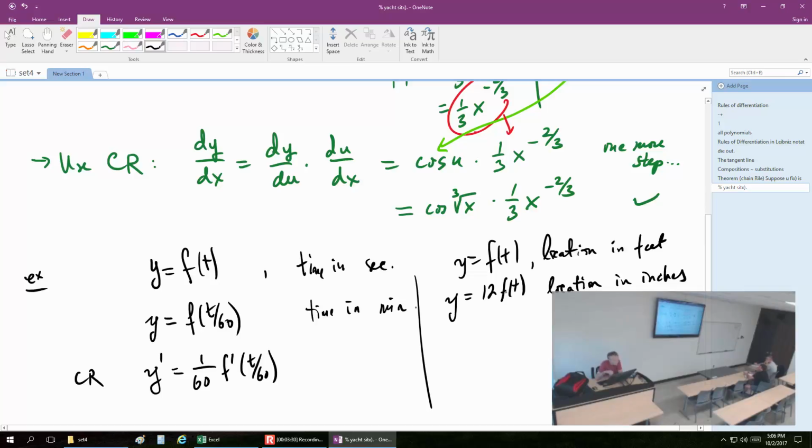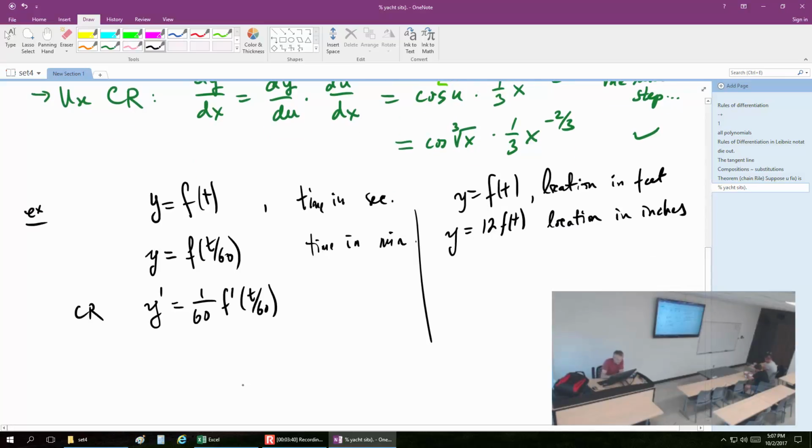So you see the difference, right? It's once again a composition, and it is a very simple composition because it's just multiplication. But in the former case, you first take t, divide by 60, then apply f. That's the composition, consecutive computation. Here it is first you evaluate f, and then multiply by 12. But this one still works by the chain rule. So it will be 12 f prime of t.